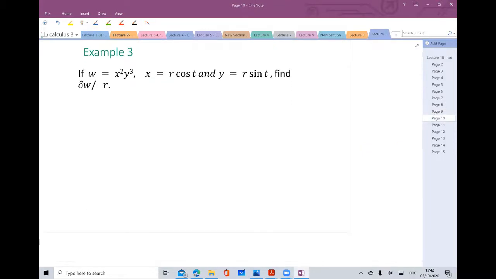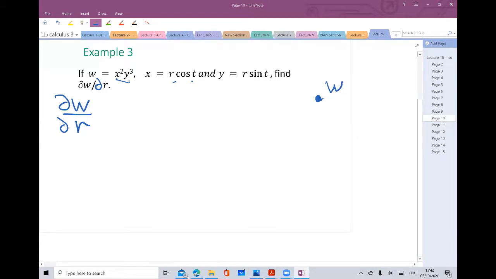Now this is a case in which w is a function of x, y, a two variable function, and x is a function of two independent variables which are r and t. I need to find partial w, partial r. Now let's do a tree diagram. Maybe it will organize our thoughts.